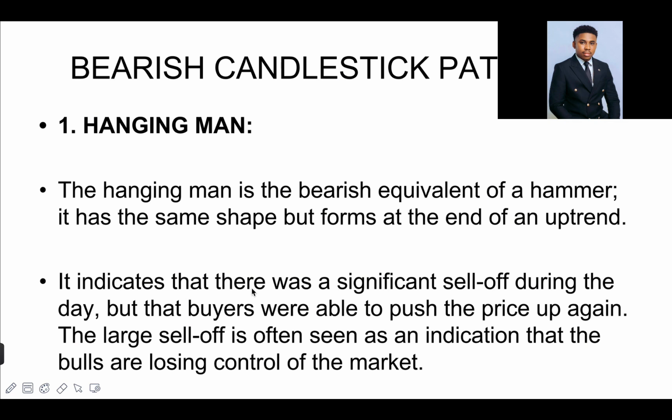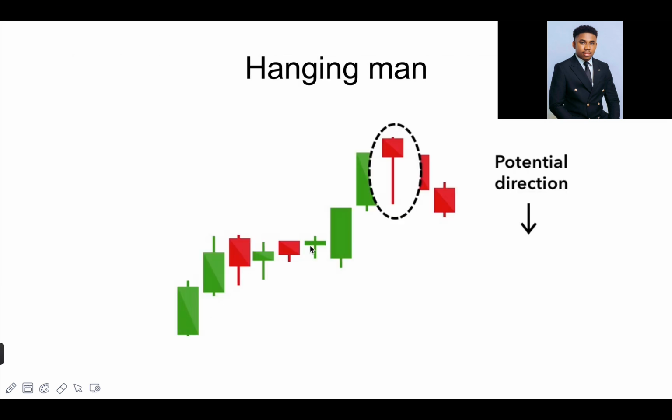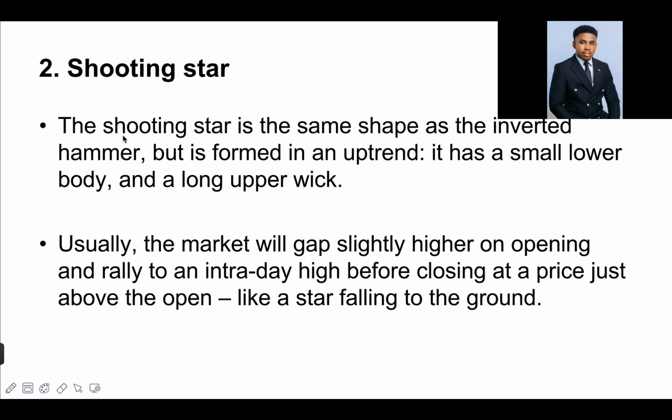It indicates that there was a significant sell-off during the day, but that buyers were able to push the price up again. The large sell-off is often seen as an indication that the bulls are losing control of the market. So this is what a hanging man pattern looks like in the market. You can remember what we talked about when we talked about the hammer. The hammer was indicating price moving from a downtrend to an uptrend. But in this case, you can call this a hammer as well, but it's indicating a reversal from an uptrend to a downtrend.